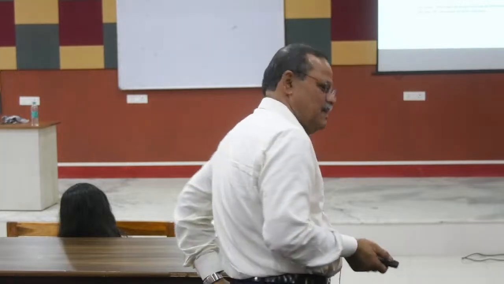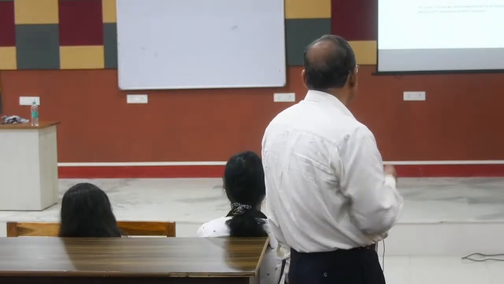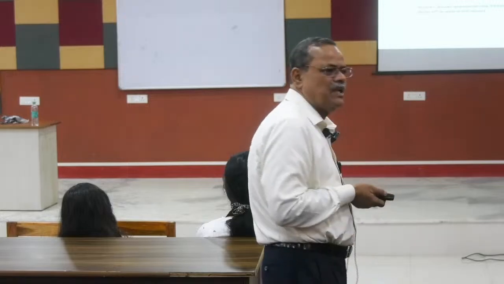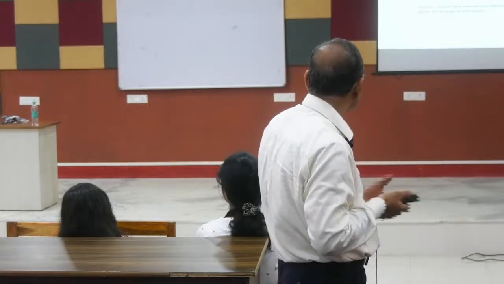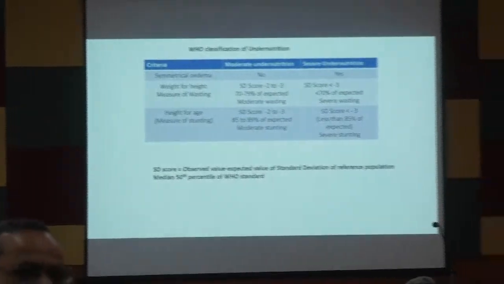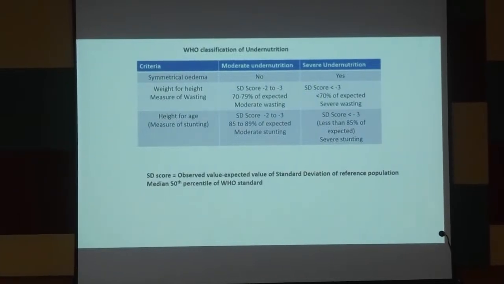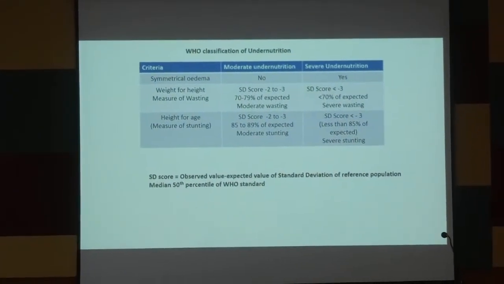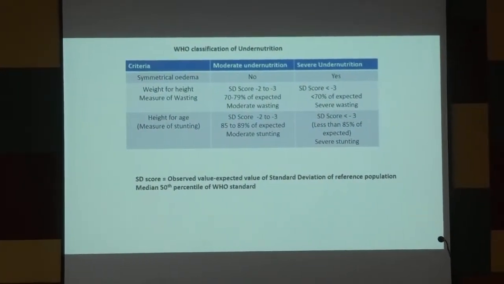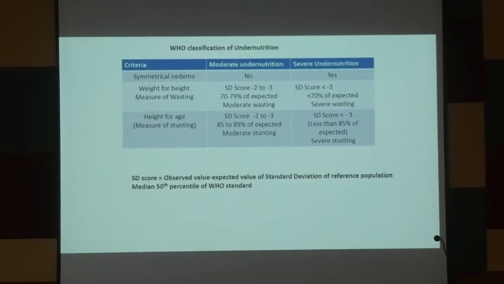Okay, this data is important. With the weight for height and height for age, you will calculate this, and if the weight for height is reduced, then you should say wasting. If the height for age is reduced, stunting. So this is important.